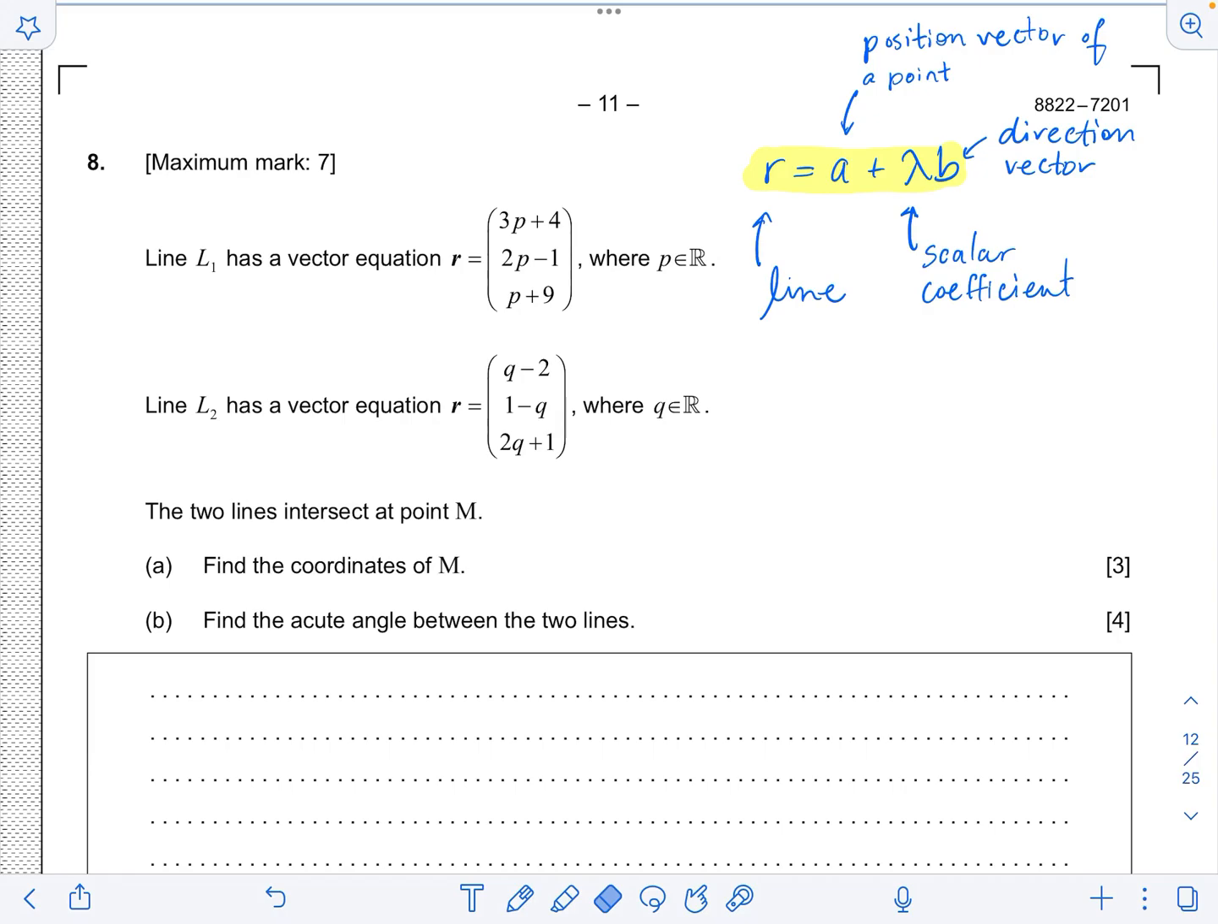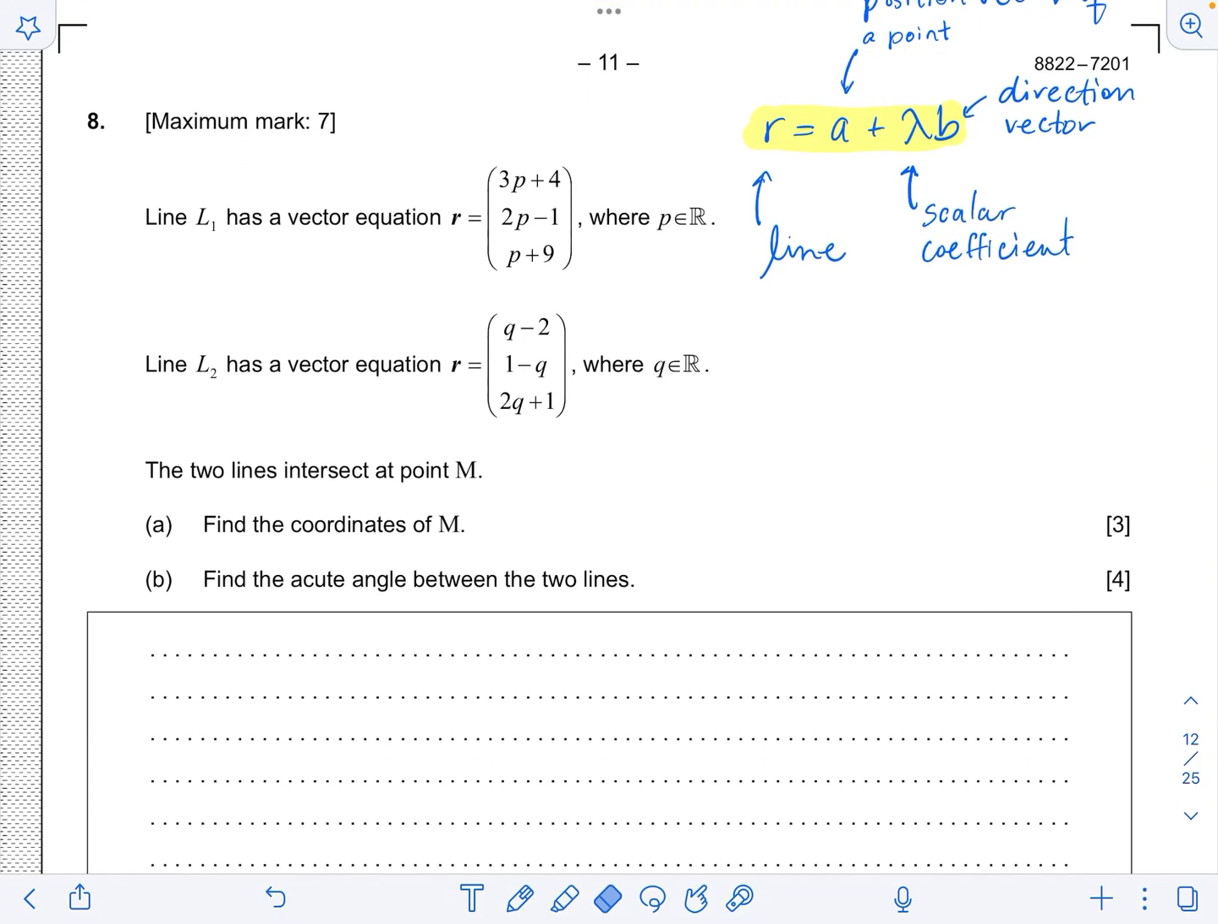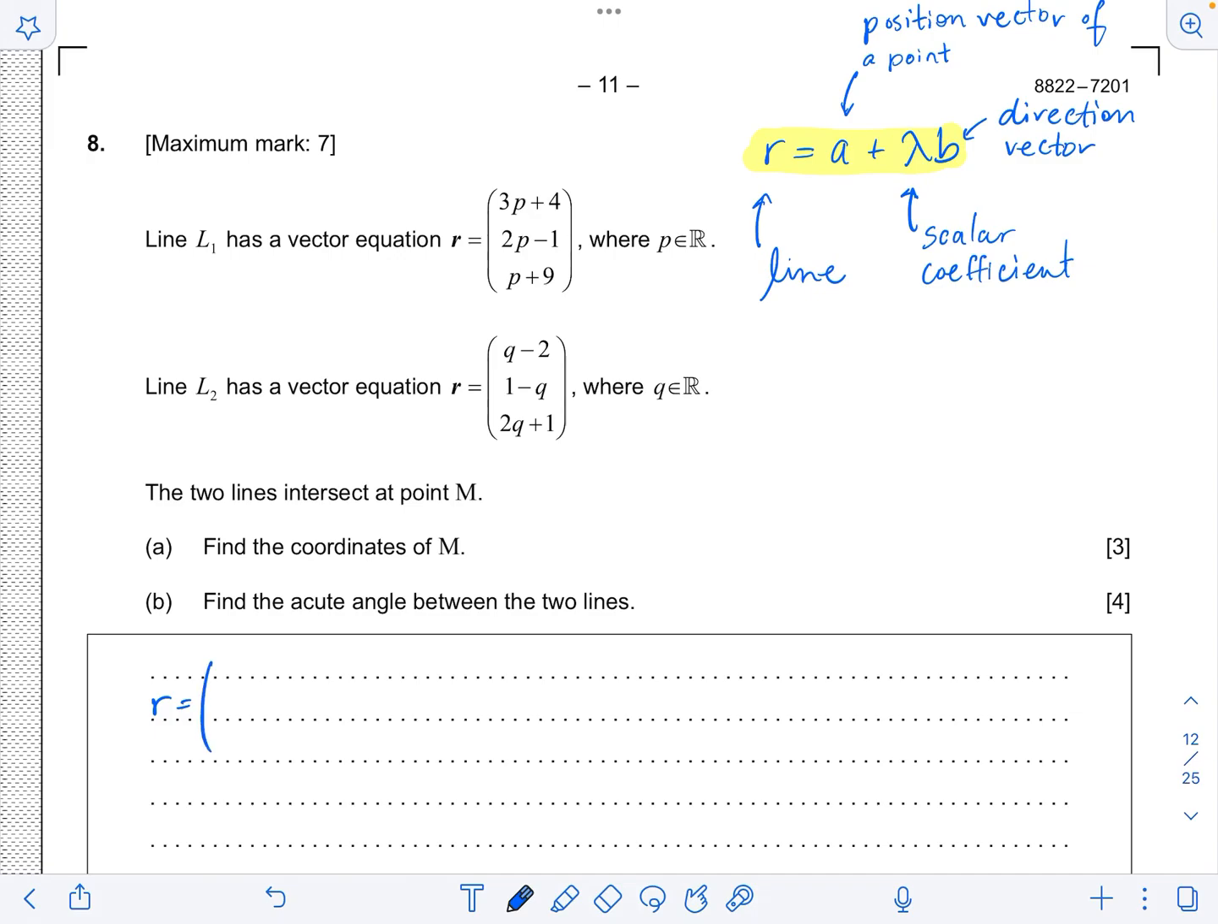So what we want to do here for L1 is, one way to think of this is to rewrite this r in this form. So we could write it as r is equal to the position vector of a point. So that's the constant terms right here, 4, -1 and 9, plus some variable lambda, or in this case p, times the direction vector, which are the coefficients of p here, 3, 2, and 1.